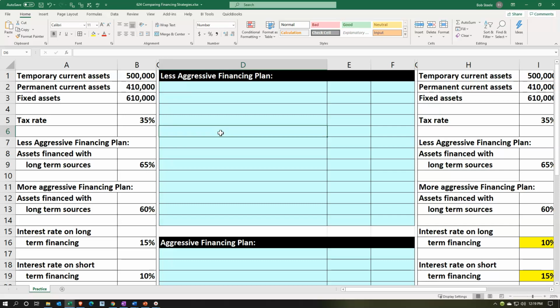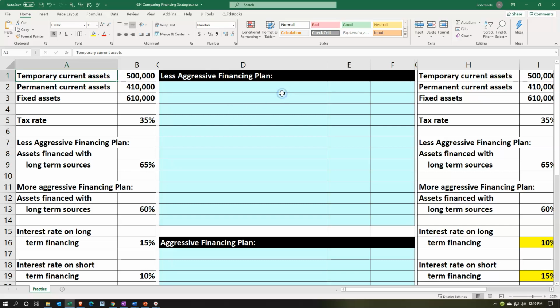As we do so, we're going to be breaking out our assets into these new kind of categories we may not be as familiar with, and that's intended to help us with our financing options, breaking out our financing options between short-term plans, long-term plans, more aggressive plans, less aggressive plans.